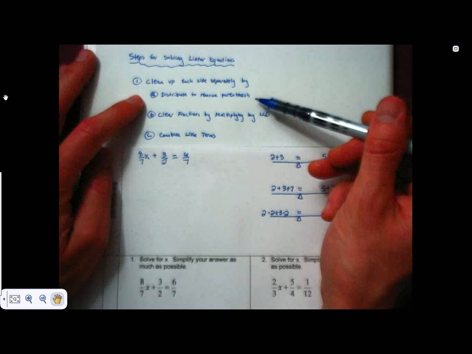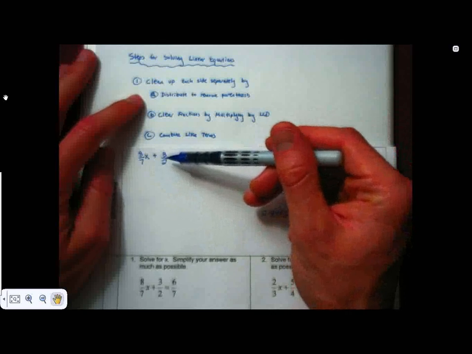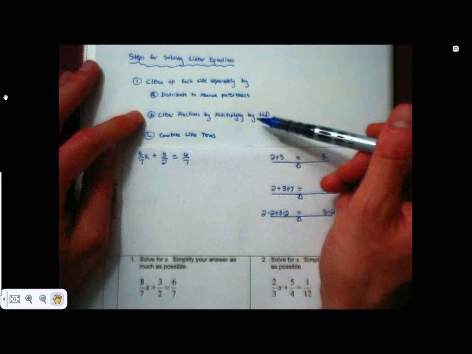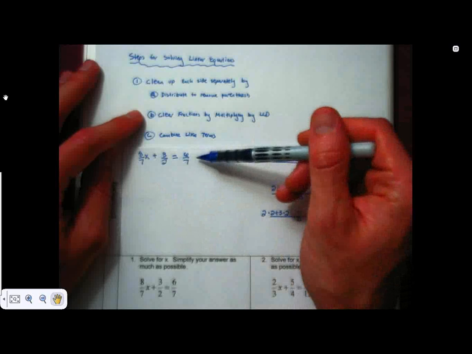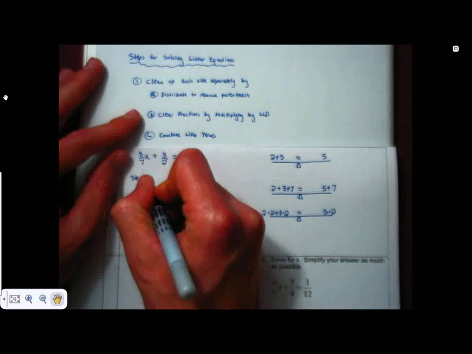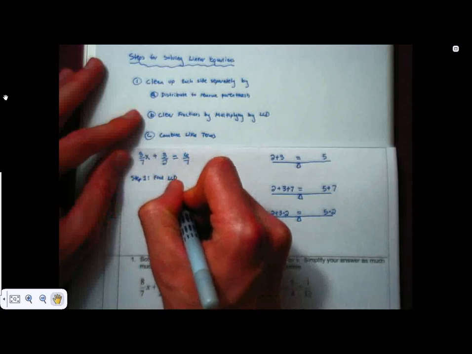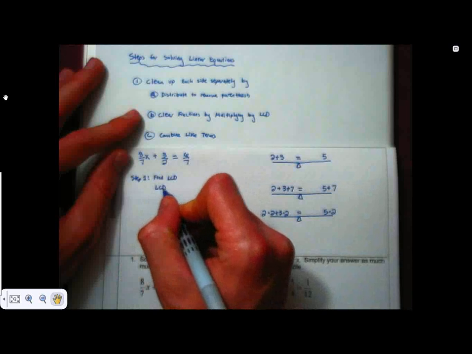The first way to clean up each side is to distribute to remove parentheses. You can see in this problem I don't have parentheses. So the next step is to clear fractions by multiplying by the LCD. I definitely do have fractions here. What that means is my first step is to find the LCD. Looking at my denominators, I have 7 and 2. That means my LCD is going to be 14.